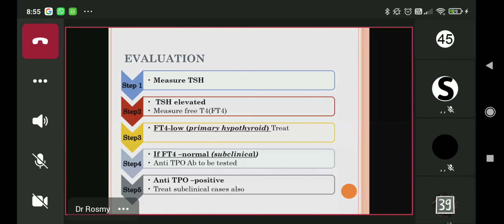Generally, the normal values are 0.4 to 4.5 or around 5 international units. But in case of a subclinical hypothyroid, this TSH value will be somewhere between 5 and 10. So you find the TSH is elevated, but T4 is normal. So you think in terms of a subclinical hypothyroid.